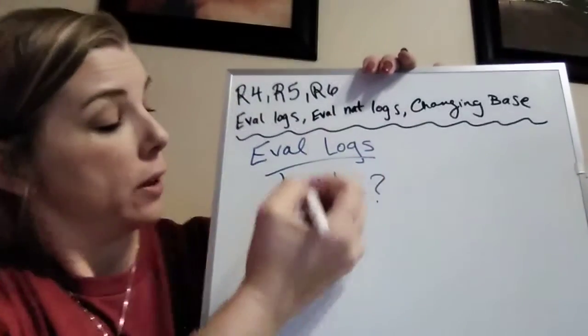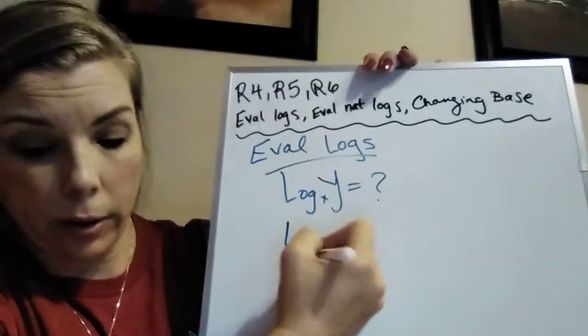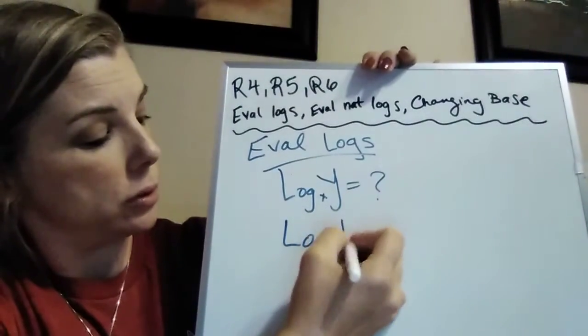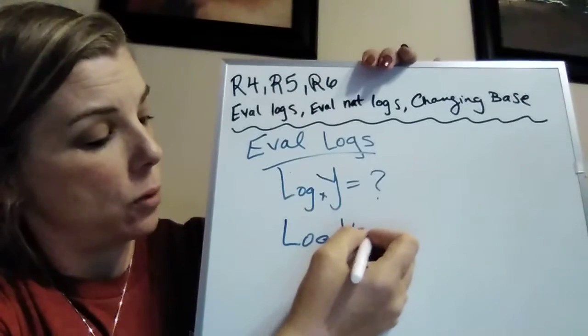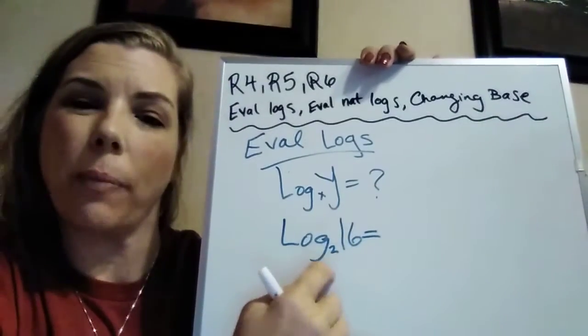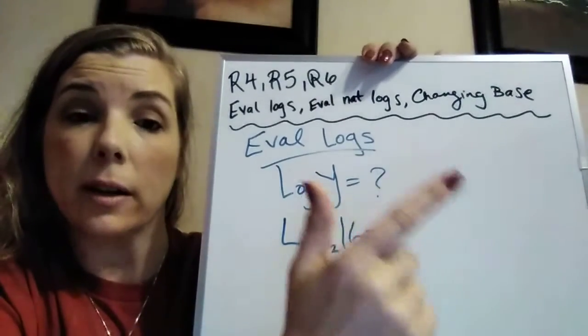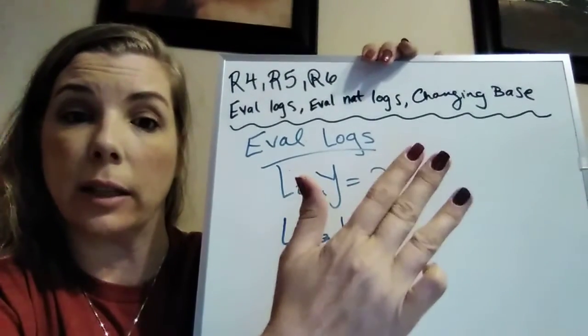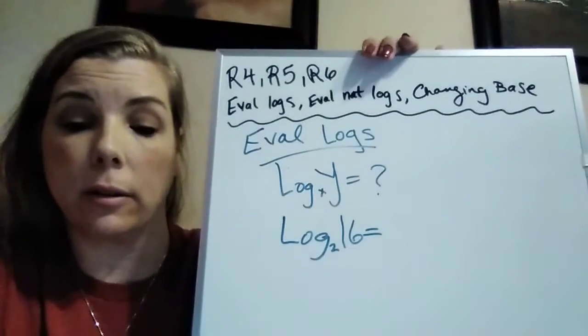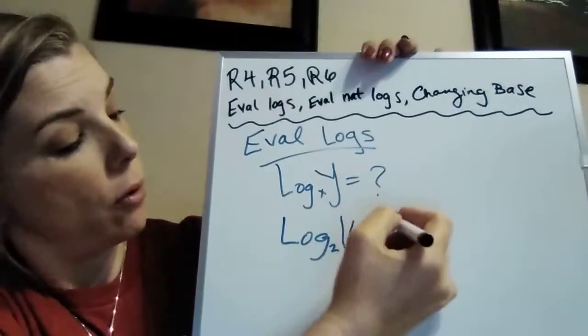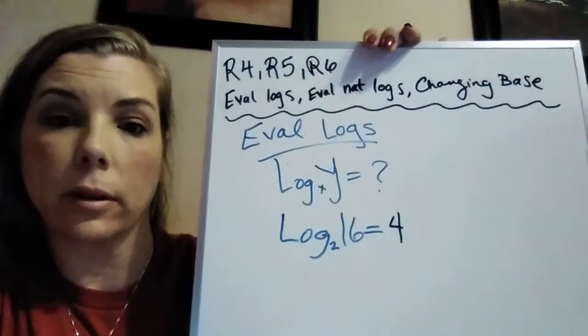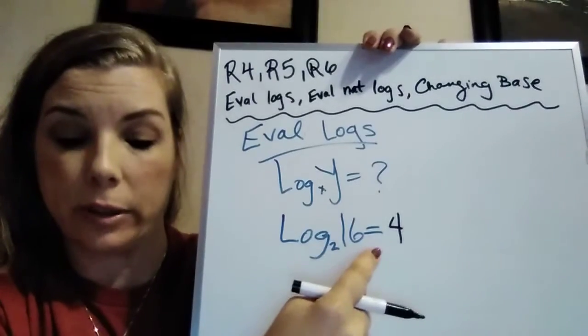So for example, if you have log base 2 of 16, what does that equal? 2 to the power of what is 16? Well, 2 times 2 is 4, times 2 again is 8, times 2 again is 16. So my answer is 4. It's 2 to the power of what equals 16.